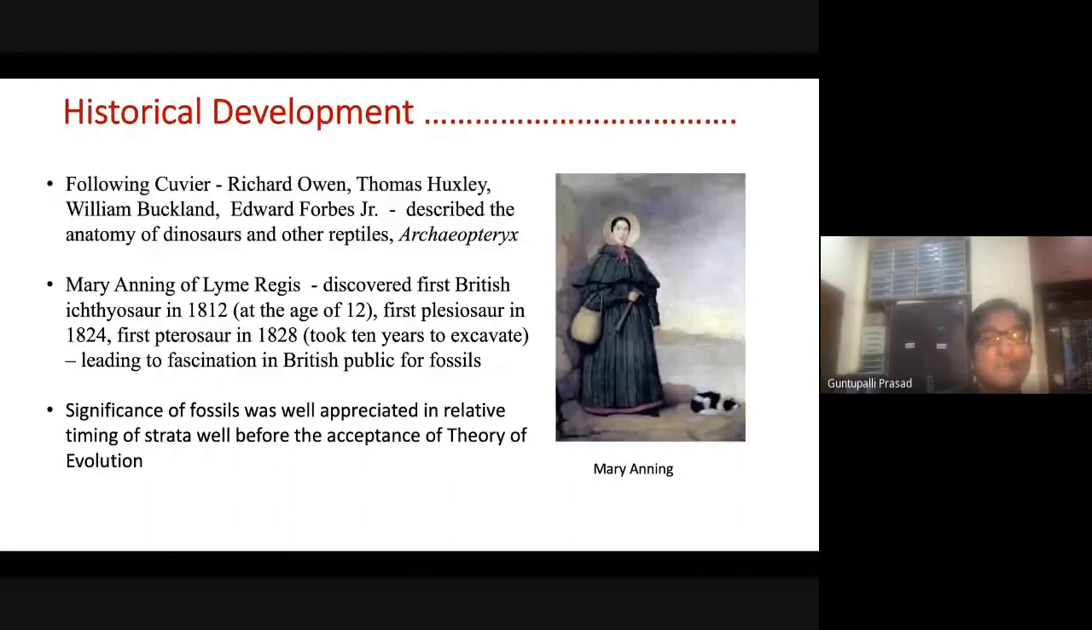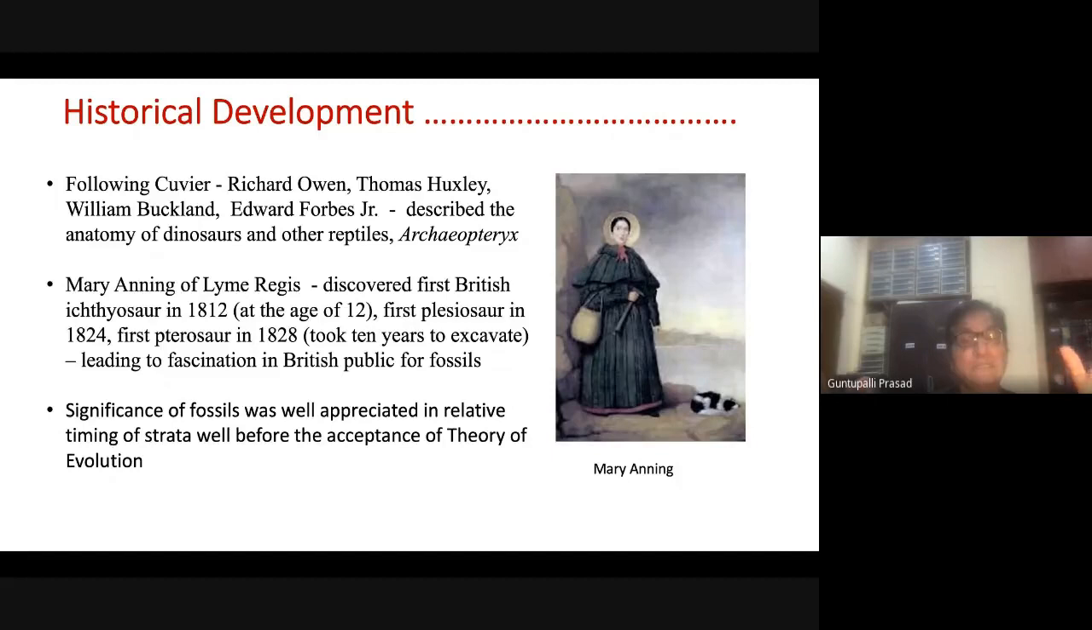And then after that, we have the amateur paleontologist Mary Anning, who comes from Lyme Regis. This is the British coast, which is also known as the Jurassic coast, and which is a World Heritage Site. She was credited with the discovery of the first British ichthyosaur in 1812. That was at the age of 12. Her father was collecting fossils, and she used to help him. And at that age, she found the ichthyosaur. Then the first plesiosaur in 1824, and the first pterosaur, the flying reptile, in 1828. These are some of the huge skeletons that were found.